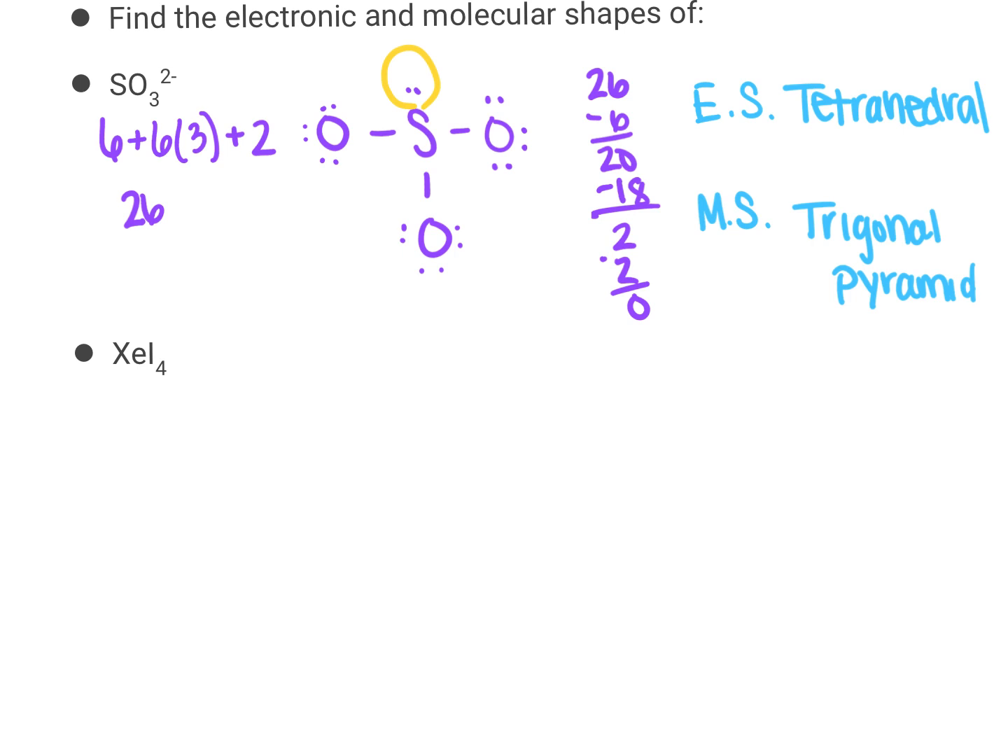Good. Valence electrons. How many does xenon have? Good. How many does iodine have? 7. And how many iodines are there? Okay, so how many total? Okay, 36. Which atom is going to go in the middle? Okay, so we'll put xenon in the middle. Then we'll put our iodines around it.